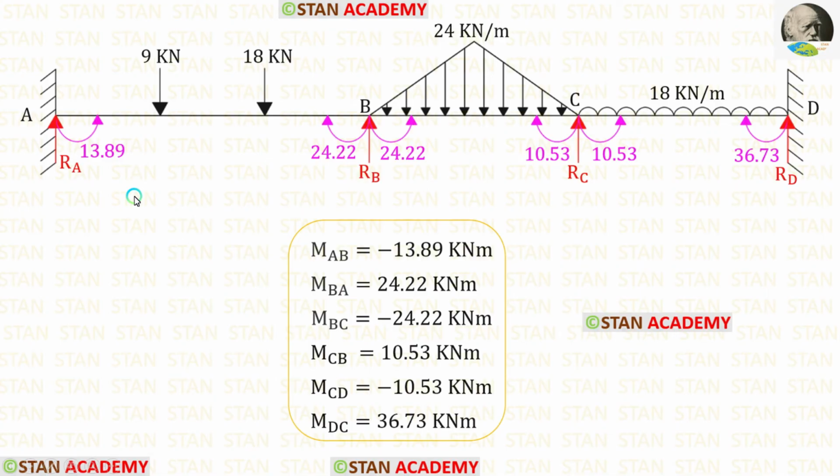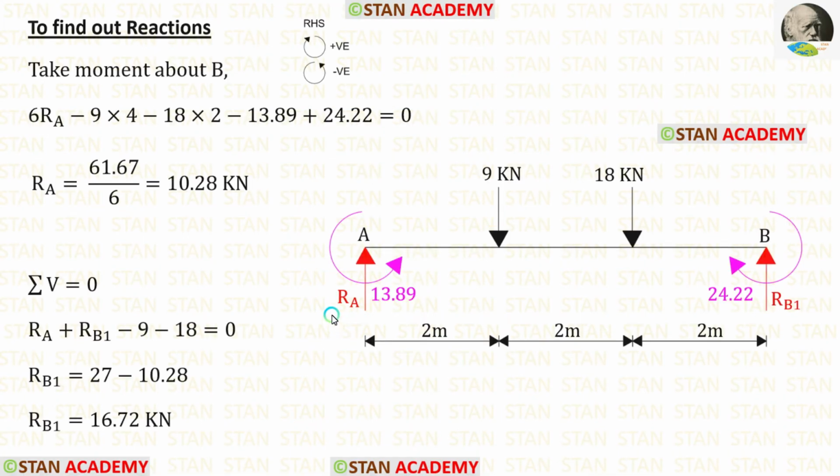Now we are going to find the vertical reactions. First, let us take the span AB and find the vertical reactions. In the span AB, we have the moments MAB and MBA. MAB is acting in the anti-clockwise direction and MBA is acting in the clockwise direction. In this span, first let us find the reaction RA.